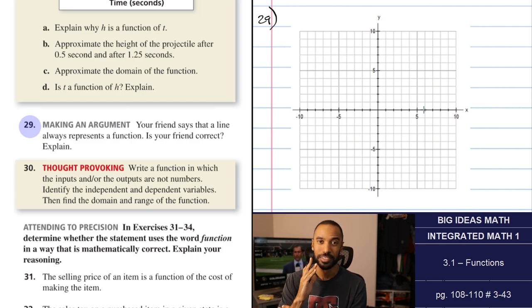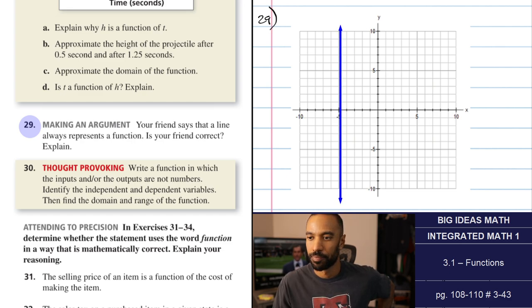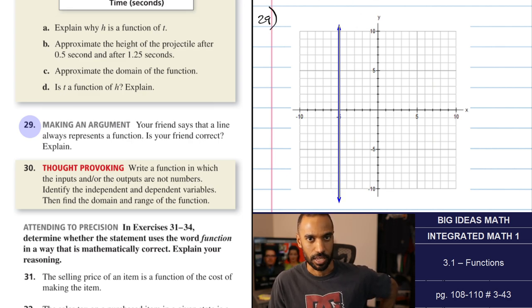A vertical line fails the vertical line test. How about this one? This line right here at x equals -5. I can draw a vertical line through that vertical line. That sounds really dumb, but that's literally what I'm saying. I can draw a vertical line through that set of points right there, and at this x value, there are multiple y values. It fails the vertical line test at this x value.